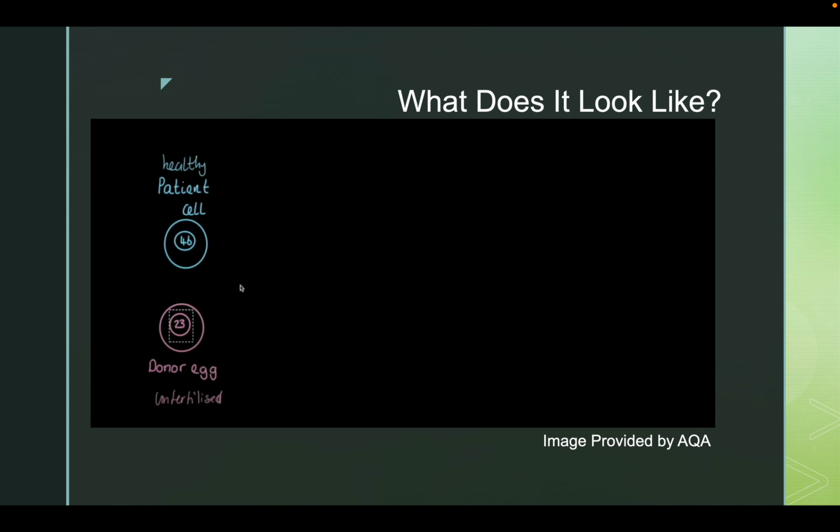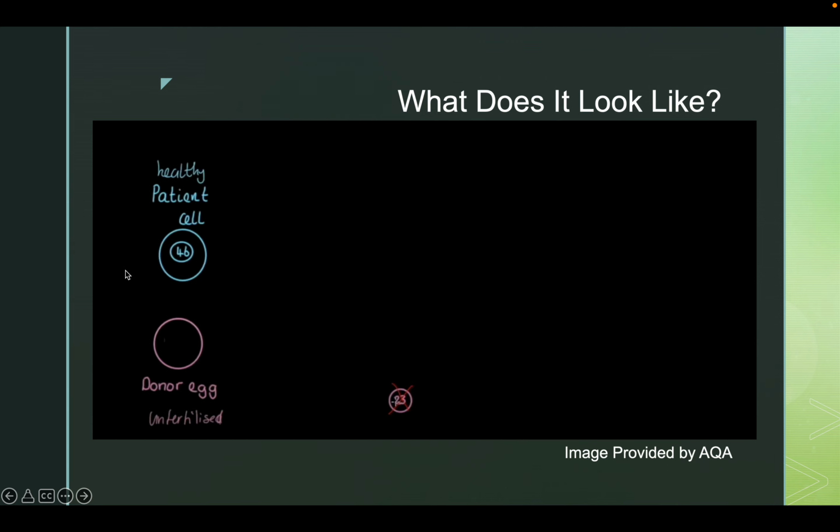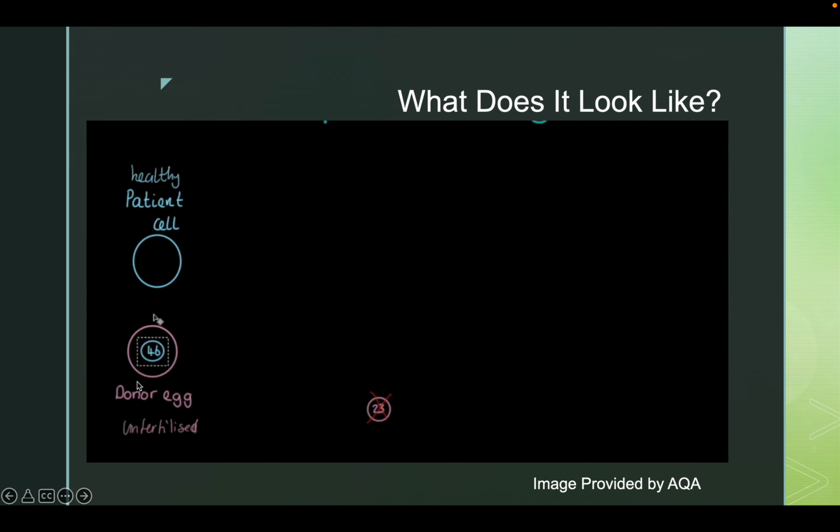Basically, what that looks like is we're taking a patient, so someone who has an ailment that they need curing. So we're taking a healthy patient cell, which can be anything from skin cells on. And then we're also utilizing a donor egg, which is unfertilized, so it only has the 23 chromosomes, and the patient cell has 46. We're going to remove those chromosomes from the donor egg, and we're going to replace them here with the 46 chromosomes, and this is the process of somatic cell nuclei transfer.